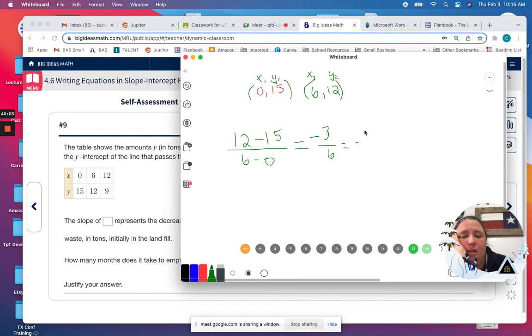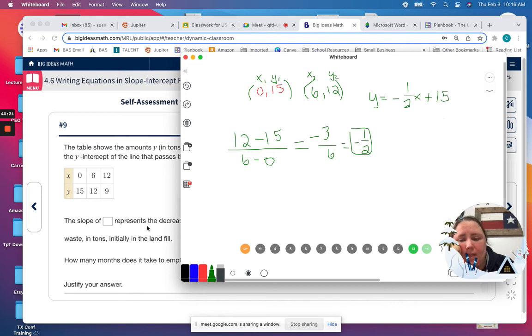Yes. What would it be? Negative 1/2. 3 divided by 3 is 1, and 6 divided by 3 is 2. So there's my slope. Do I know the y-intercept? Yes, it is 15, so I can write my equation: y equals negative 1/2 x plus 15.